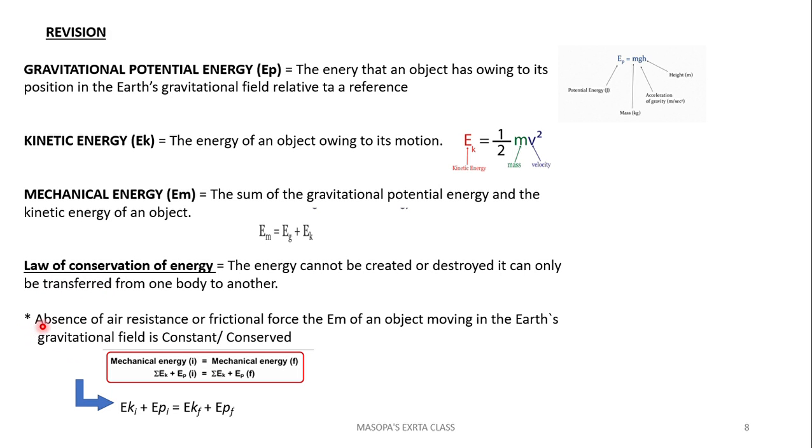Now let's look here. If there is no air resistance or frictional force, the mechanical energy of that object is conserved, meaning that where it started you can calculate the mechanical energy, and at the final position you can also calculate the mechanical energy, and they are equal. If there is no frictional force or air resistance, to calculate the final velocity you use the Emech: Emech initial equals Emech final, and then you substitute your formulas for the kinetic energy as well as the potential energy.